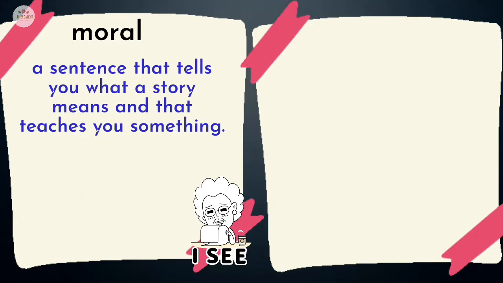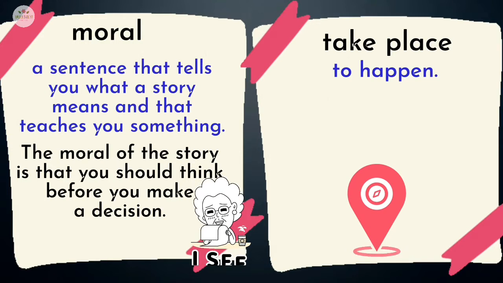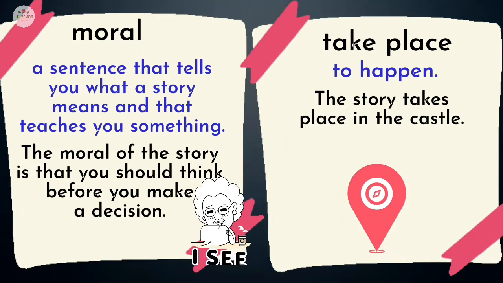Moral. A sentence that tells you what a story means and that teaches you something. The moral of the story is that you should think before you make a decision. Take place. To happen. The story takes place in the castle.